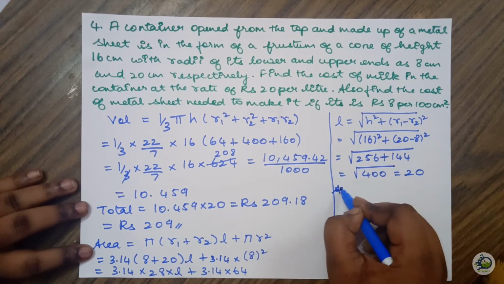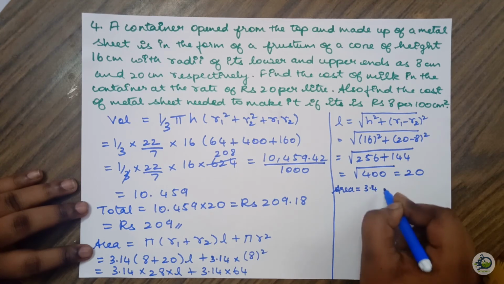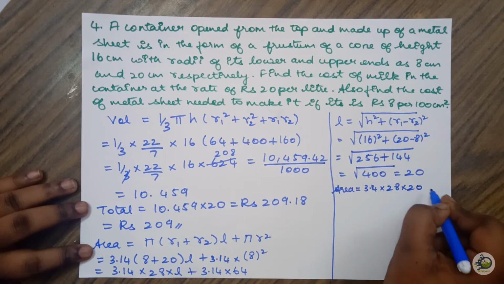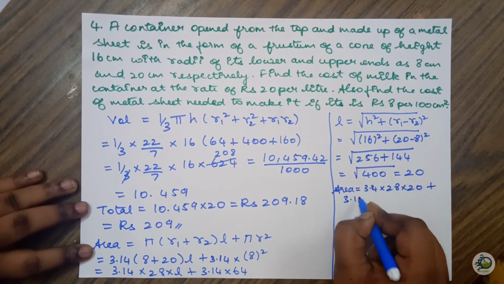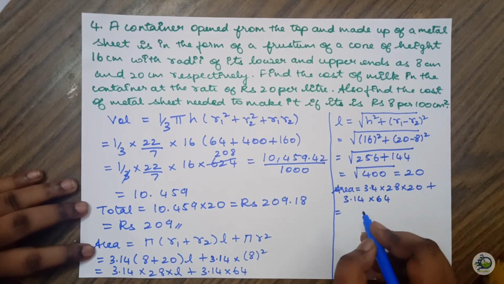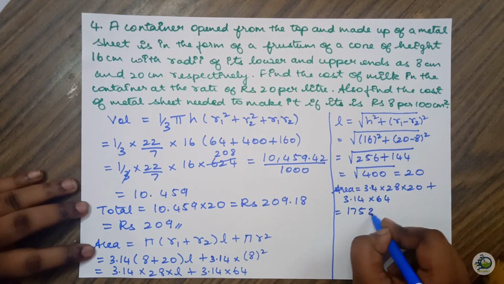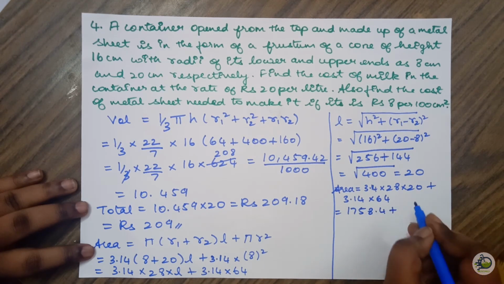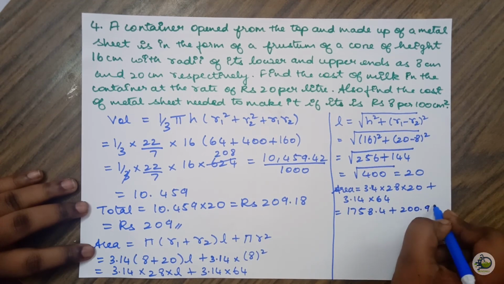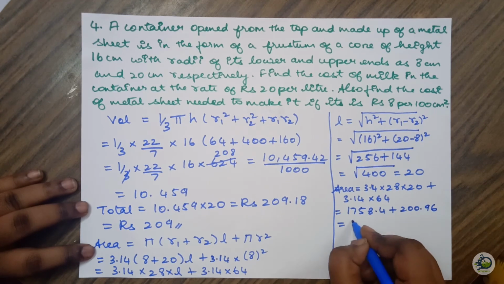So the area is equal to 3.14 into 28 into 20, plus 3.14 into 64. When we multiply we will be getting 1758.4 plus 200.96. When we add we will be getting the answer 1959.36.